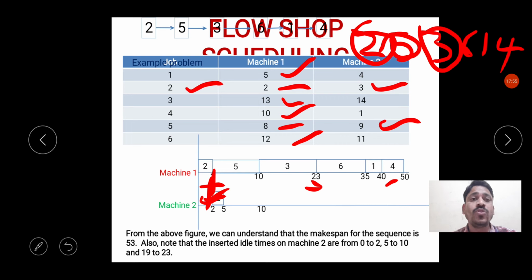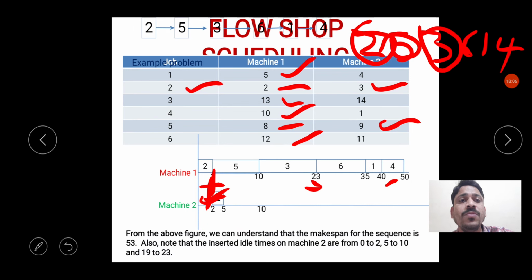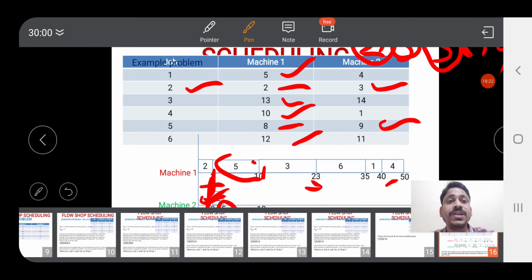But here you have to understand one thing, that at 10 hours only we can start job 5, because we cannot start immediately from 5. That is the thing you have to observe very carefully here. Even though job 2 finished on machine 2 at 5 hours, you have to check when job 5 finishes on machine 1 also. Job 5, this one, finished on machine 1 at 10 hours.